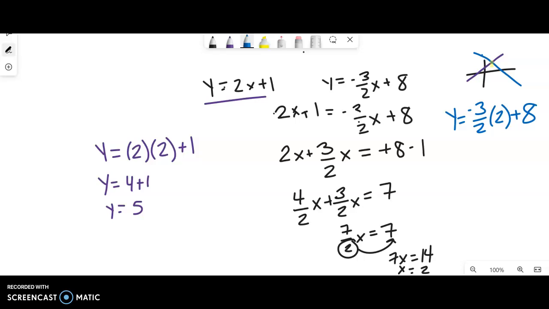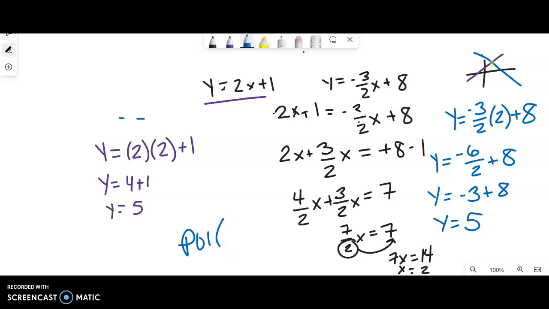I'm multiplying fractions, so I'm just going to go top times top, bottom times bottom. So I'm going to have y equals negative 6 over 2 plus 8. Negative 6 over 2 is really just negative 3. And negative 3 plus 8 is actually 5. Now I know that I've done my job correctly because the y values are the same in both instances. So I can say that my point of intersection happens when x is 2 and y is 5.